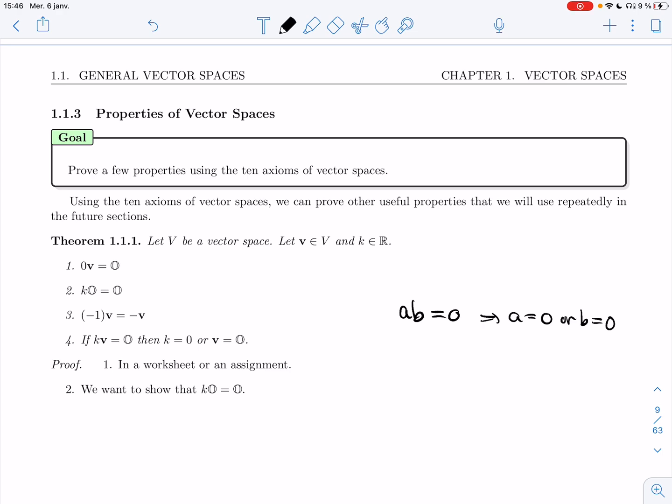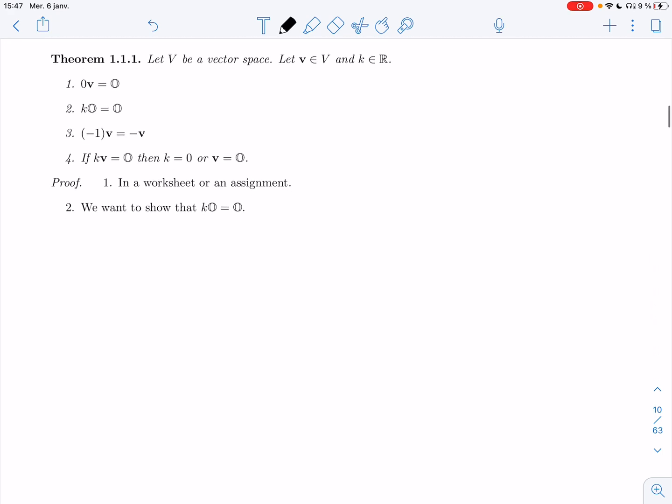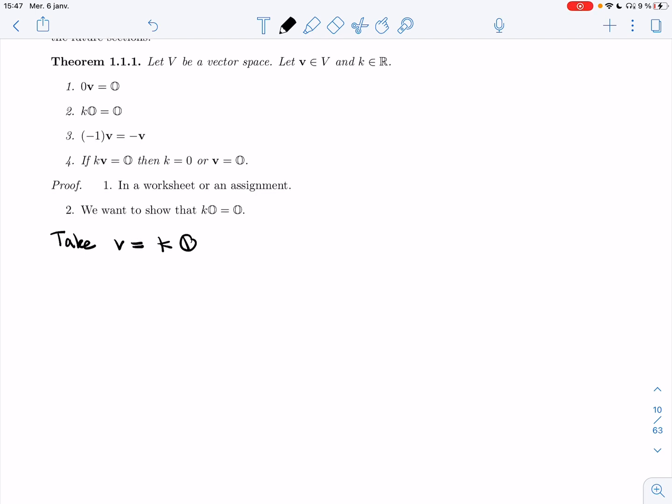All right, some of these you'll do on a worksheet, some of these you'll do on an assignment. I'm going to prove 2 and 4. Let's start with 2. I want to show that k times 0 is 0. I don't know what k times 0 is, so I'm just going to call it v. So v is k times 0. Then I'm going to start playing with the axioms we have. In these proofs, you really have to be careful and tell me exactly what you're using.